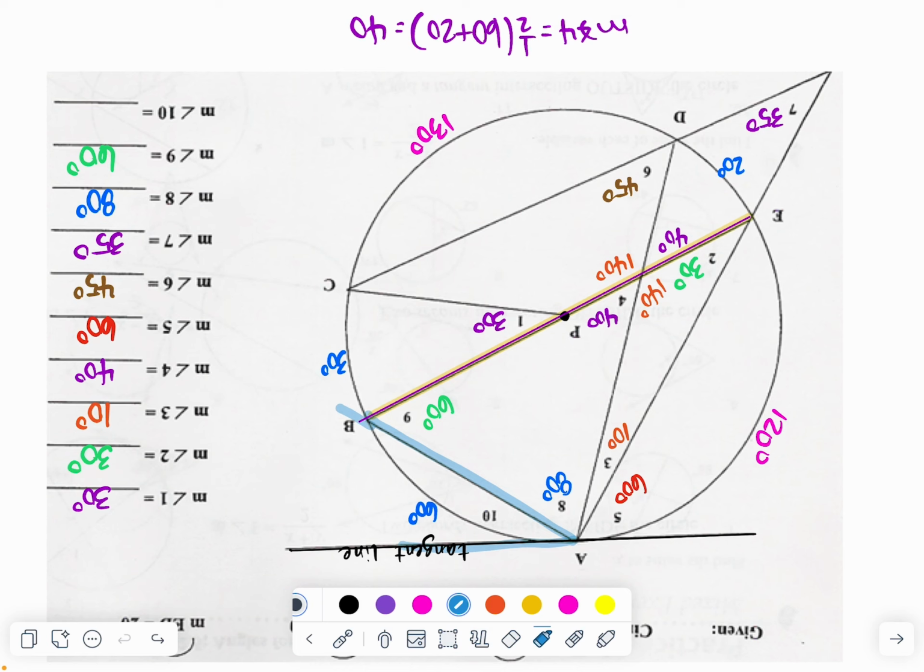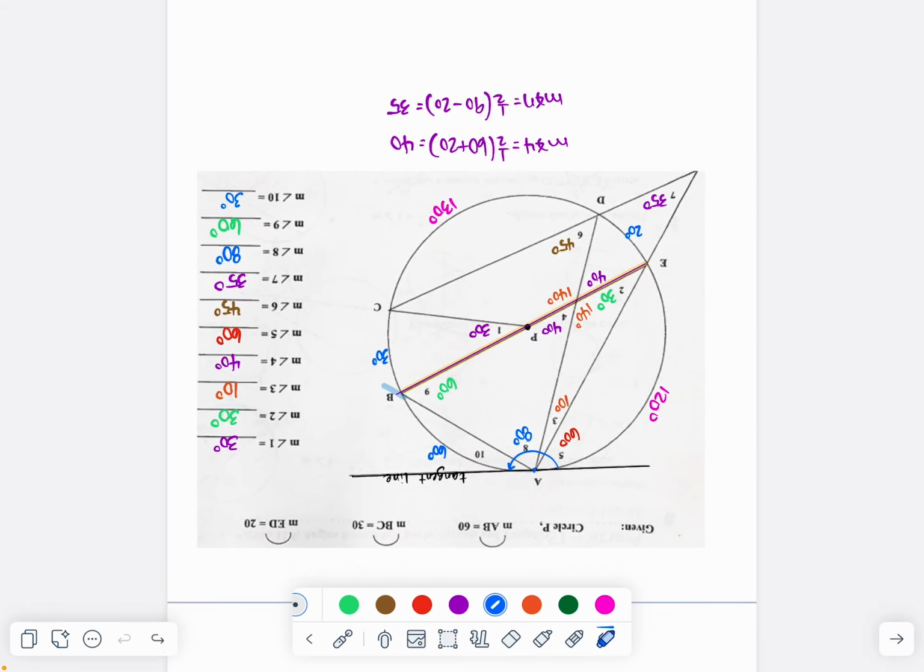Angle 10 is being formed by the tangent and the chord. But its vertex is on the circle, which means it is half of its intercepted arc. So it's going to be 30 degrees. I also know it's 30 degrees because all four of these angles, 5, 3, 8, and 10, they all have to add up to 180 because they're all forming that tangent line, right? And so I know that has to be 30 because that's all the degrees left to reach 180. So that's another way you could find that angle.